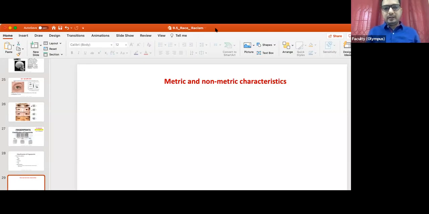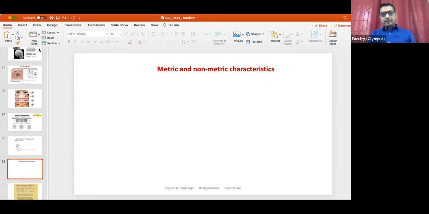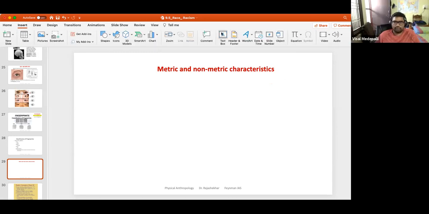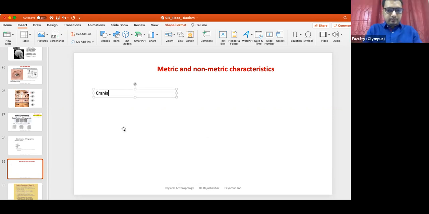Sharing the screen with you. Which of the characteristics we discussed in class yesterday are measurable? Can you pick some of these examples and categorize them into metric and non-metric characteristics? Under metric, we have nasal index and cranial index. Everything that we can measure, like cranial index, facial index, nasal index, etc., are measurable, or metric, characteristics.